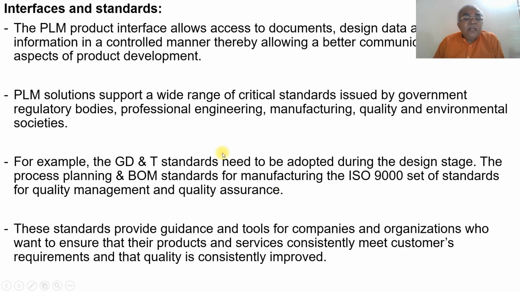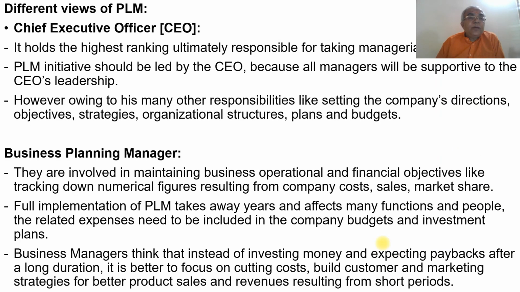So that means GD&T standards have been established, and GD&T needs to be adopted during the design stage. So the advantage you get is the internationally accepted standards of ISO 9000, so that the replacement of parts becomes much easier. These standards provide guidance and tools for companies and organizations who want to ensure that their products and services consistently meet customers' requirements and that quality is consistently improved.